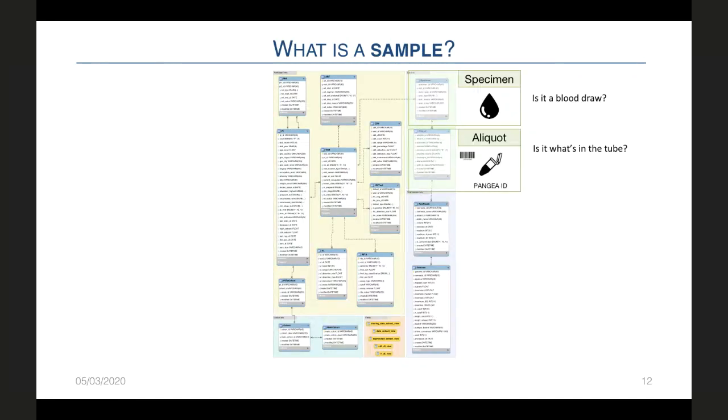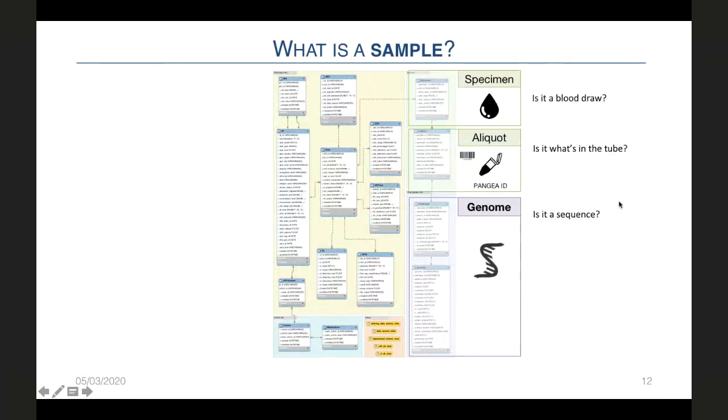What if it's what's in a tube? Well, I've sent you some samples. Where are my samples? What you're actually referring to in that case are aliquots. So something in the tube. So within a database, again, we'll call that an aliquot. And then if you're a bioinformatician, you might say, oh, we've got some samples here. Actually, what you mean are sequences. But for convenience's sake, everybody sort of says sample.